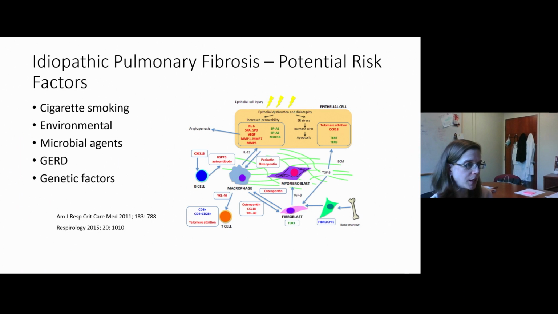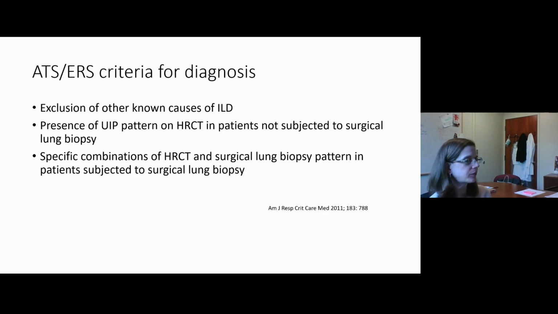Some of the genetic abnormalities that are most common would be MUC5B abnormalities leading to increased permeability, and then abnormalities in TERT and TERC, which can affect ER stress and apoptosis. And I will not go through all of this in detail, but if you are interested, please look up these references because there's more and more information that's quite important in the pathophysiology of IPF.